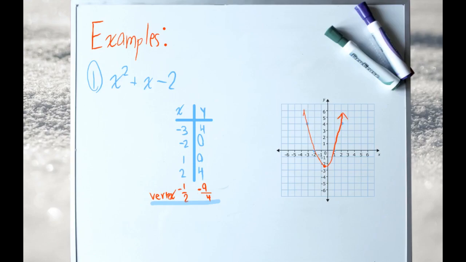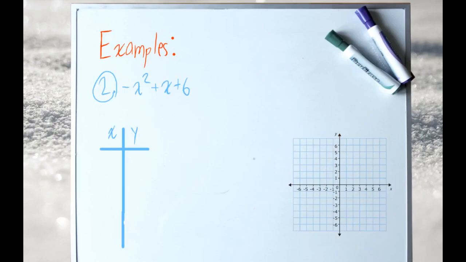We can clearly see that we have our x-intercepts here and here, and that is at x equals -2 and x equals 1. Try this on your own.